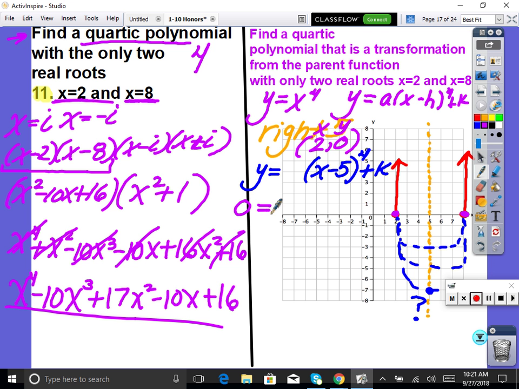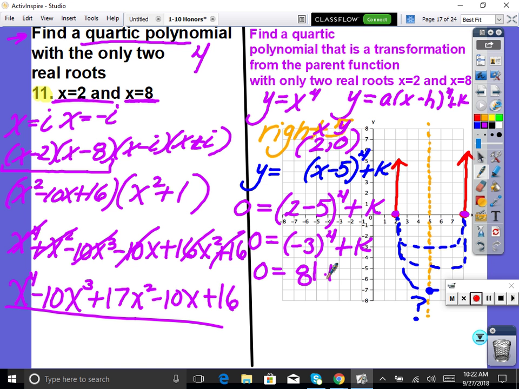So 0 is equal to my x is 2 minus 5 to the 4th plus k. And look at that, I only have one unknown now. 0 is equal to negative 3 raised to the 4th power plus k. So we have 0 is equal to 81 plus k. Now solve for k. So we'd subtract 81, wouldn't we? So k is equal to negative 81.